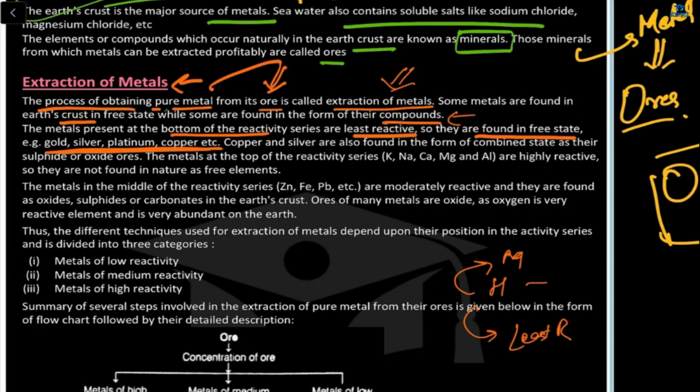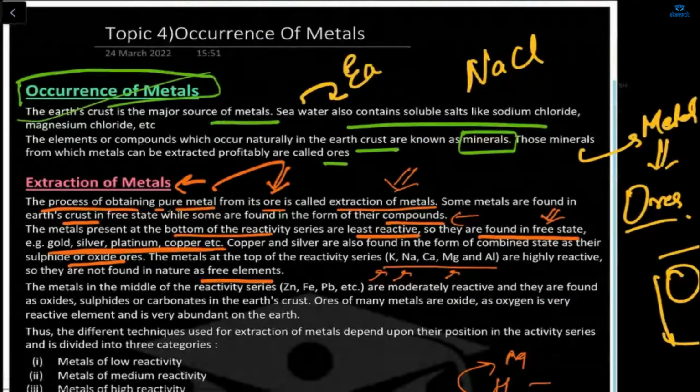They are found in the free state. Copper and silver are also found in the combined state as sulfides, so they can be found as a compound or in a free state. And those at the top of the series, like potassium, sodium, magnesium, are very highly reactive, so they are not found in nature as free elements. They are always found in the form of compounds. So the least reactive are found in the free state and the highly reactive are not.